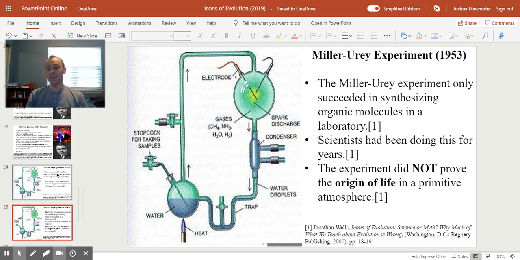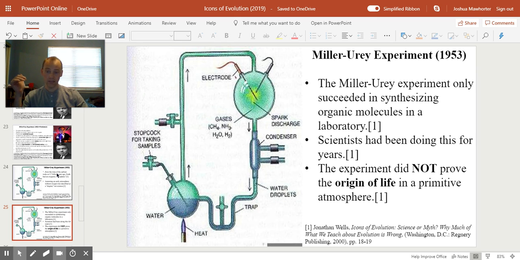So the experiment did not prove the origin of life in a primitive atmosphere. However, once the results of this paper were published, it was taken almost immediately into high school and college textbooks, pamphlets, National Geographic, and other such publications, and this picture was used to demonstrate that life could emerge from a primitive atmosphere. So that was the theory.